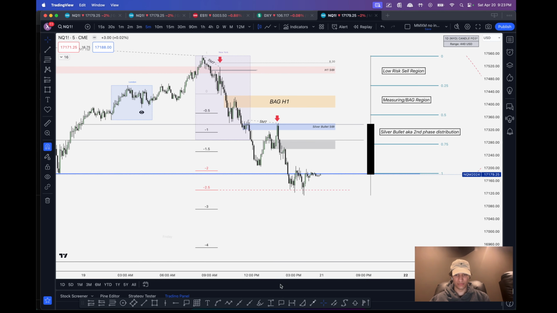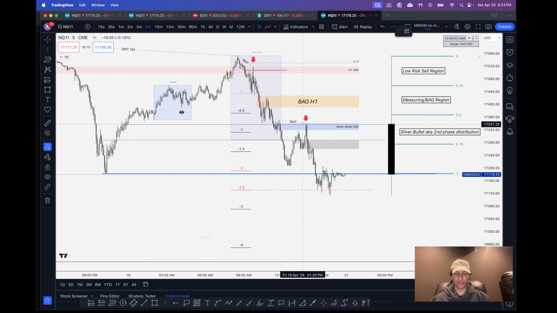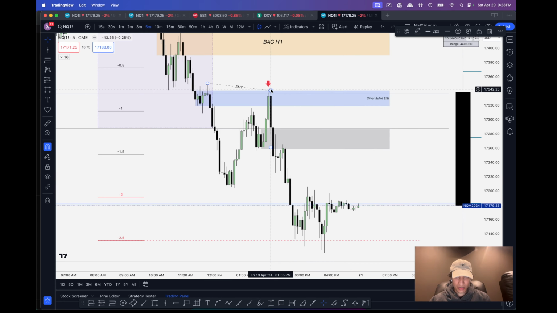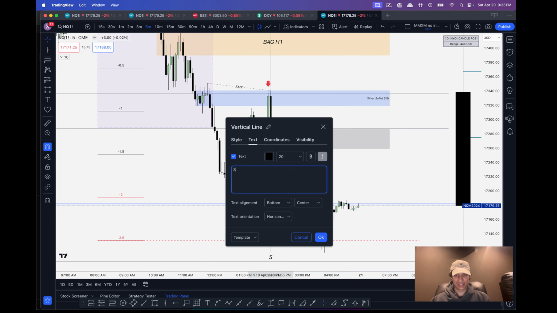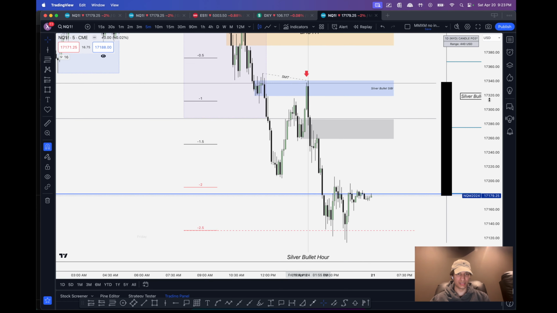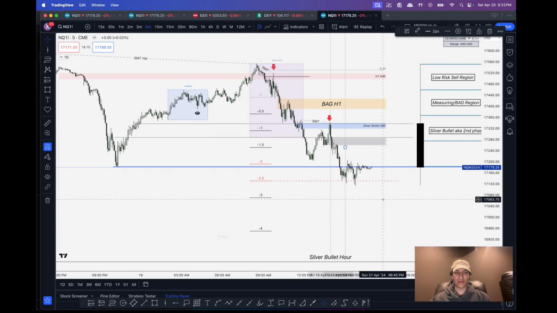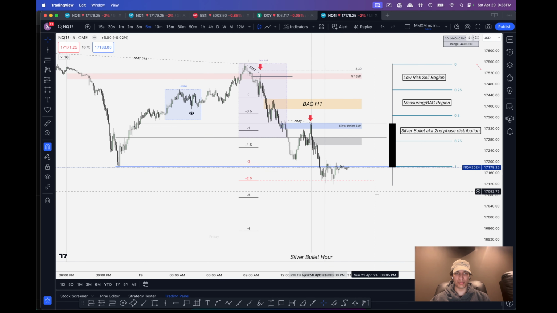Do you notice, right? We've yet to use the ICT silver bullet hours, but you'll notice exactly what time this high forms. And if I mark it out exactly, it's at 1:55 p.m., right? So this is at the silver bullet hour on the 5-minute chart, right? This is from 2 p.m. to, right, 3 p.m. So we'll get rid of this. And this is our silver bullet hour right in here. And you can see now we have all the confluences lining up with time and price.